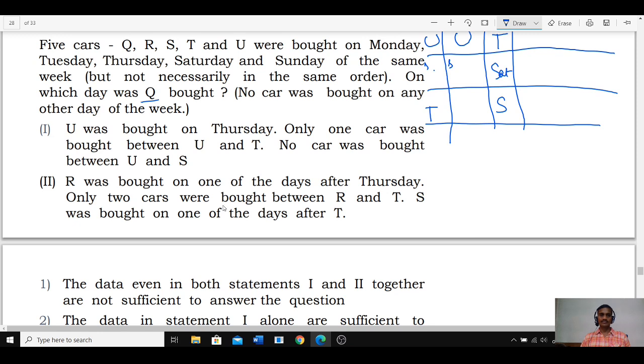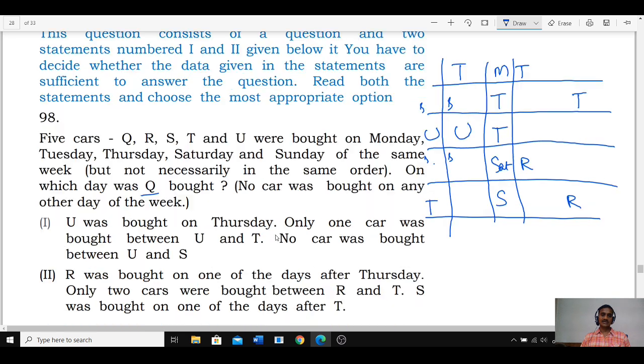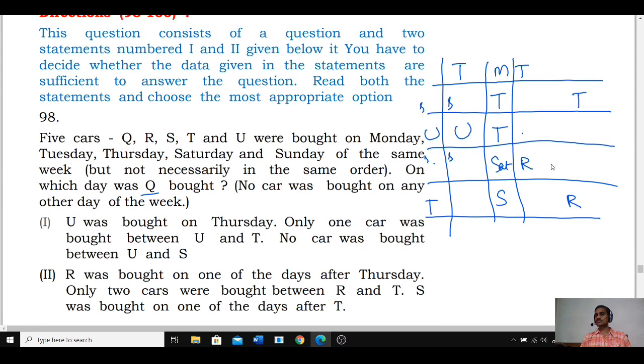Then coming to 2. R was bought on one of the days after Thursday. R can be either Saturday or Sunday, two different possibilities. Only two cars between R and T. And S was bought on one of the days after T. We cannot determine S and Q. S can be here or here, Q can be at any of these places. Hence we cannot determine with the help of 2 also.